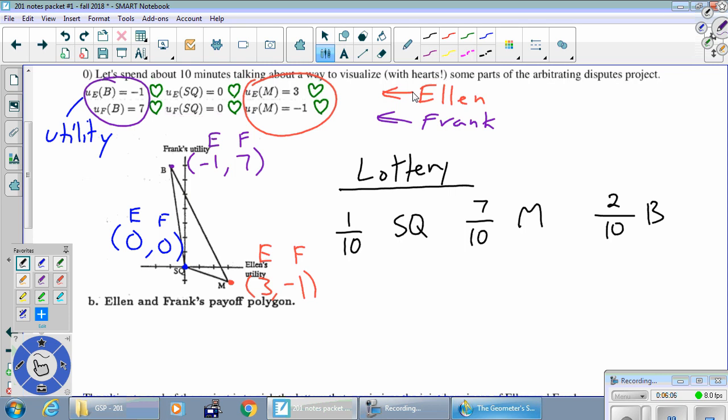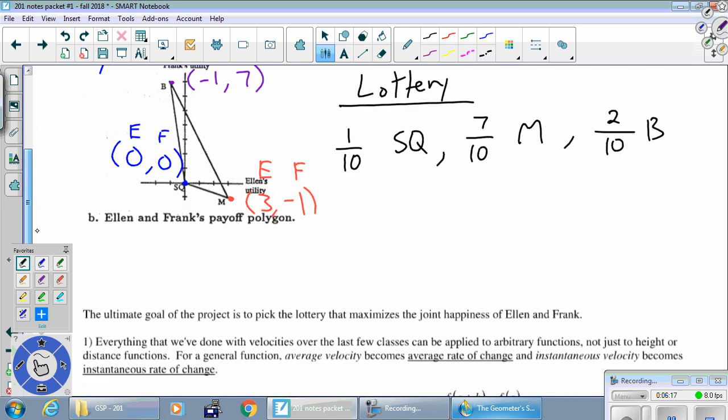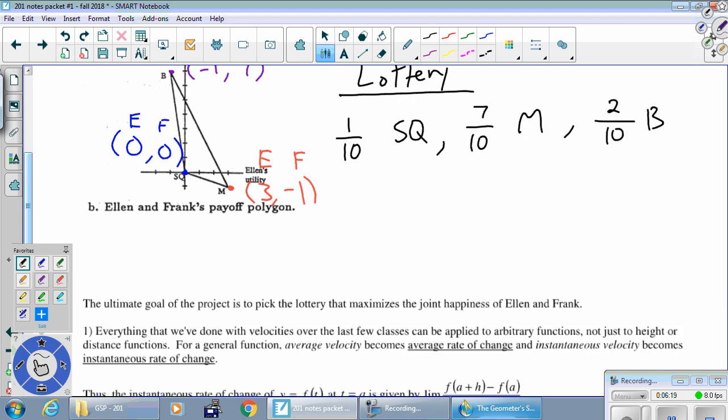Okay, so I've just made those numbers up, but let's see if we can calculate how happy Ellen is going to be with this lottery. I'll put some commas here to distinguish. Okay. So just a totally made up lottery, and let's take a look at Ellen's happiness. Okay, so we're going to skip the status quo for a second, but let's look at the mountains. 7/10 of the time we're going to the mountains, and how happy is Ellen whenever she gets to go to the mountains? In terms of happiness, she has three hearts coming her way, right?